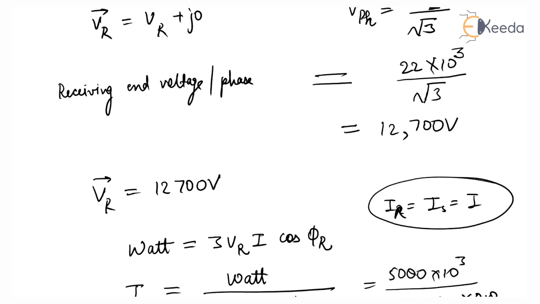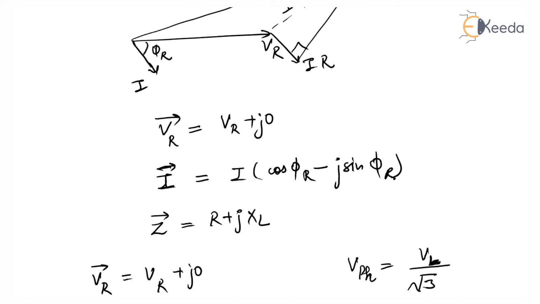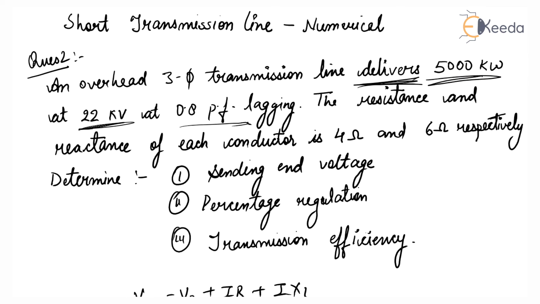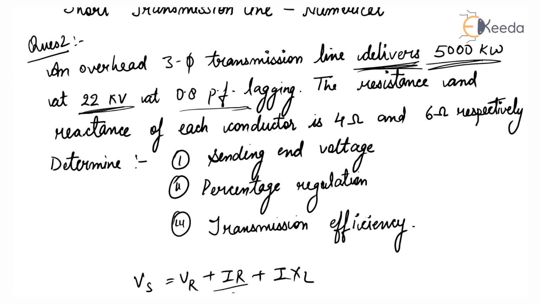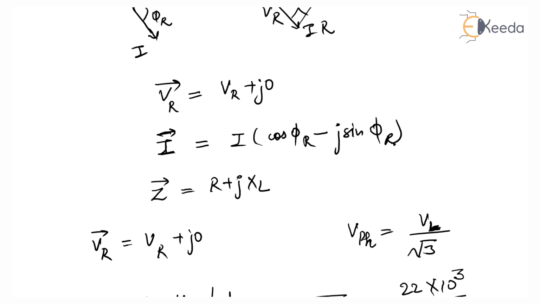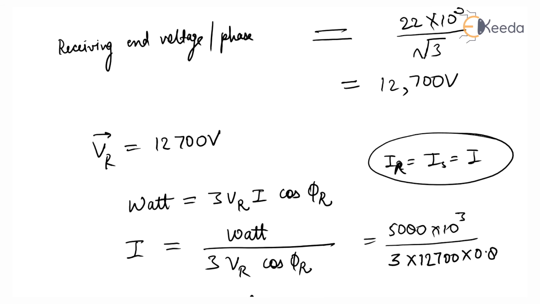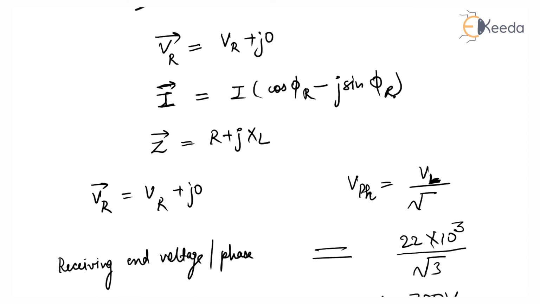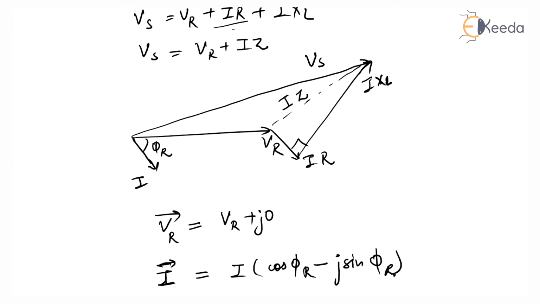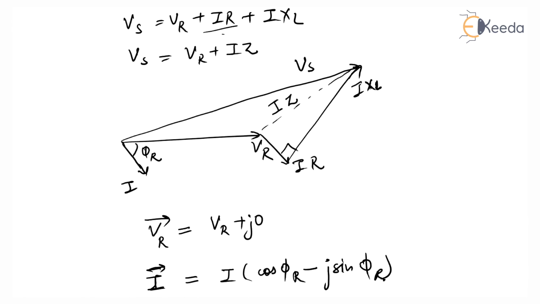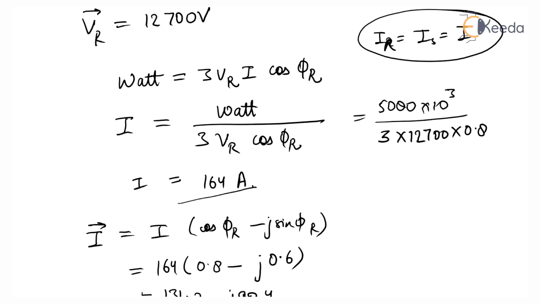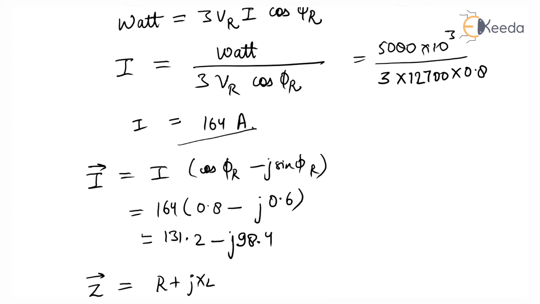See, there is only one change between numerical number 1 and numerical number 2. Numerical 1 is for the single phase and numerical 2 is for the three phase transmission line. So for three phase, we just need to multiply it by 3 for calculating the power. P is equals to 3 Vr I cos phi r. For three phase, phase voltage is equals to line voltage by root 3. So similarly, we get the sending end voltage on putting the value of Vr, I and Z.